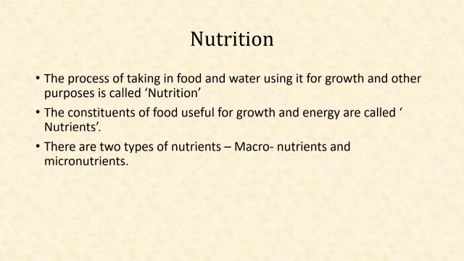We get several types of nutrients from foodstuffs. Nutrients are the constituents of food useful for growth and energy. There are two types of nutrients, macronutrients and micronutrients. Nutrients like carbohydrates, proteins and fats are required in large quantities. These are macronutrients. Minerals and vitamins are required in very small quantity. They are called micronutrients.